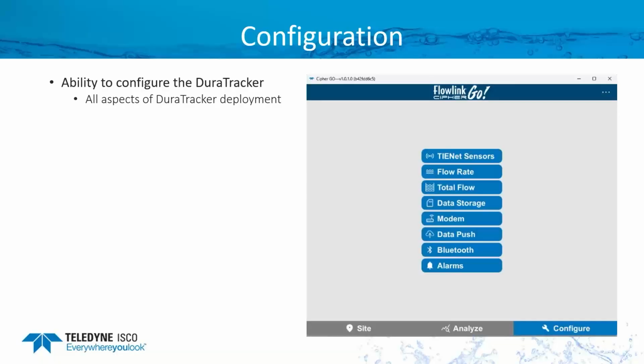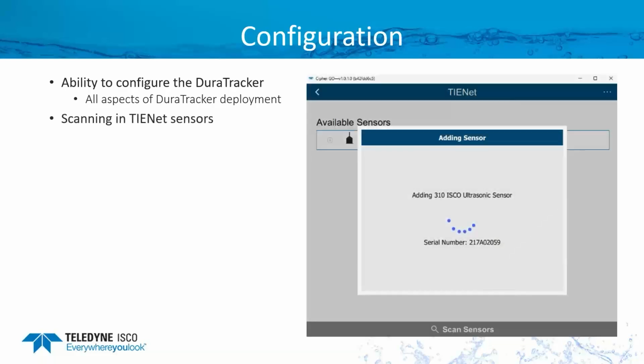Once you do get connected and you move from the site in the lower left-hand corner and we move over to the configure option in the lower right, now what you'll have is options to set up everything you need to get the meter running in the field. By clicking on the sensor scan, here you can click on the scan sensors at the bottom and it will move it to the top of the list up above where it says available sensors.